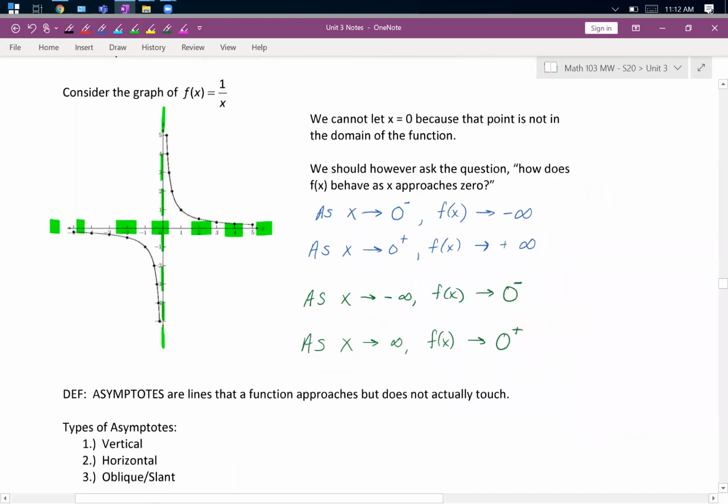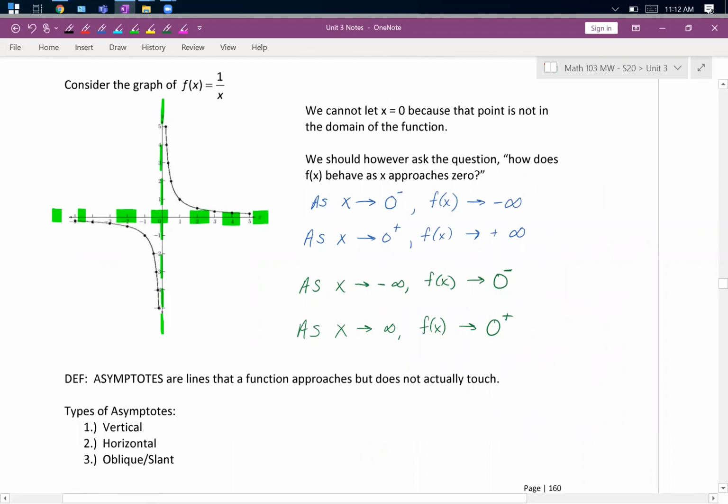In this section, before we get to graphing, we are going to study 3 types of asymptotes. They're all lines: vertical, horizontal, and oblique, which just means like a diagonal line. Y equals 2x plus 3, something like that. Rational functions almost always have one of these types of asymptotes.